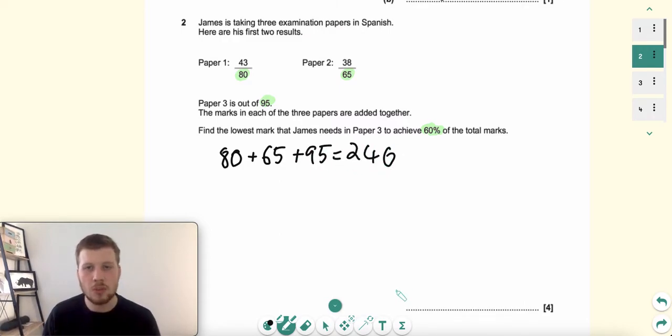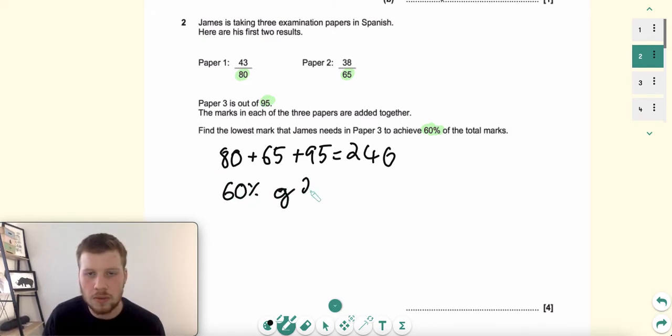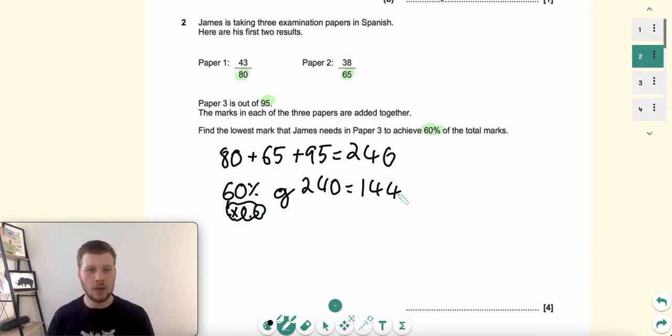So my aim is to work out what 60% of 240 is, and I could use that with my calculator by multiplying by 0.6. So 0.6 times 240 is 144. So therefore he needs 144 marks in total to get this 60%.